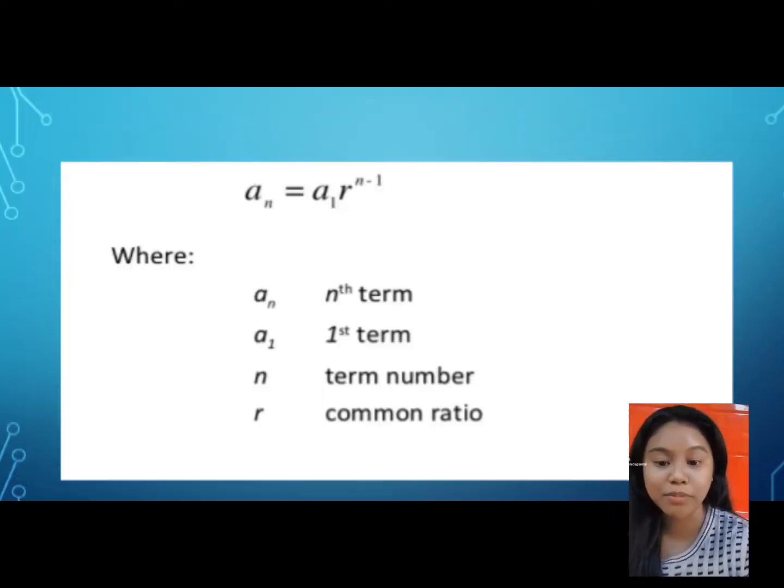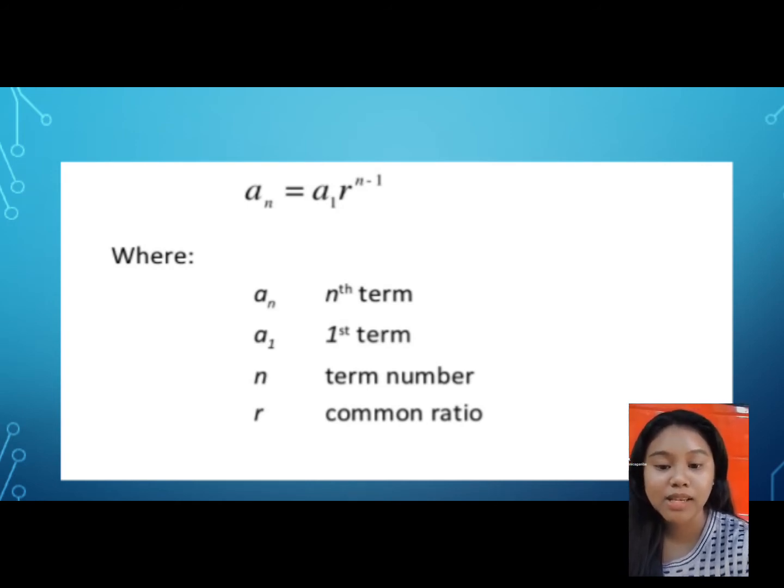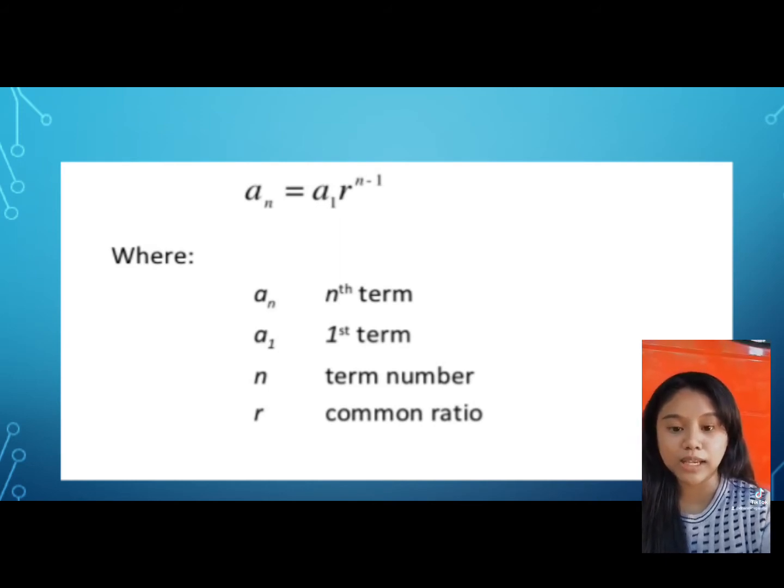In geometric sequence, the formula is a sub n is equal to a sub 1 multiplied by r raised to the power of n minus 1, where a sub n is the nth term, a sub 1 is the first term, n is the term position or term number, and r is the common ratio.